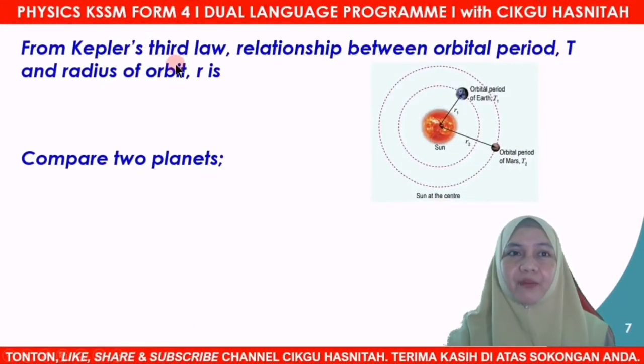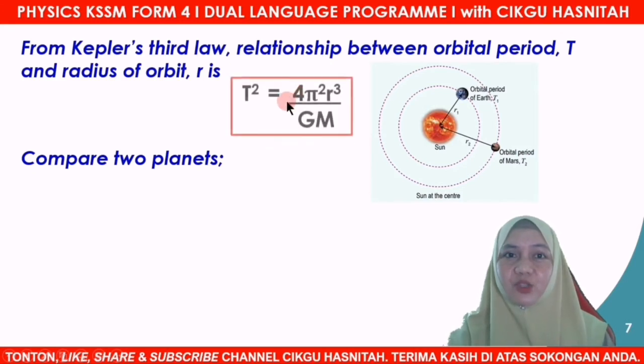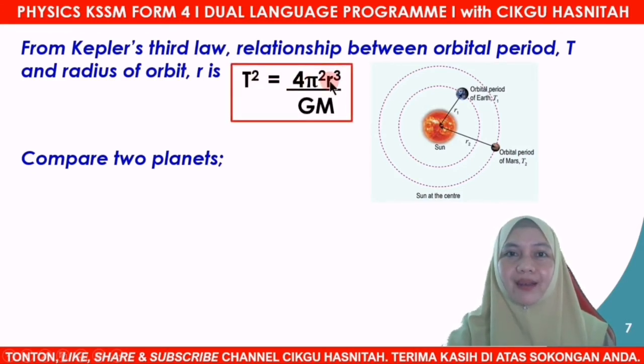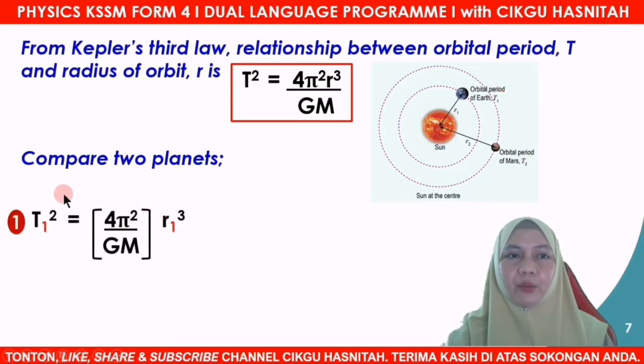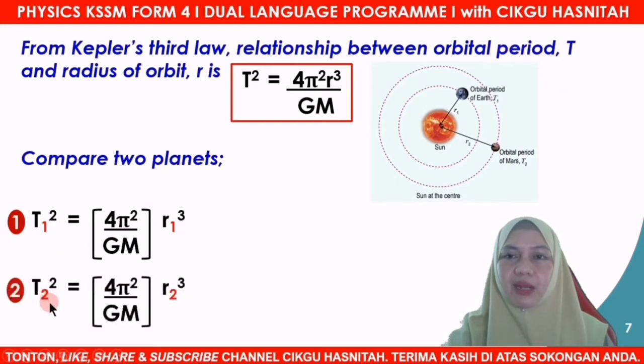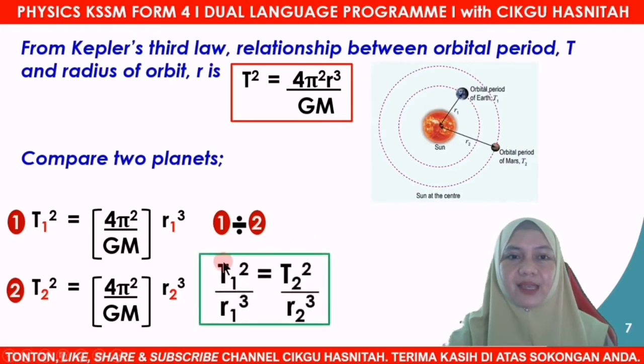Okay, so previously from Kepler's third law, we have understood that the relationship between the orbital period and the radius of the orbits is expressed in this way. T squared equals 4 pi squared r cubed divide GM. And when you are comparing two planets as shown in this diagram, where we have Earth and Mars both orbiting the Sun at their respective orbital radius r1 and r2 and their respective orbital period of T1 and T2. So this is the formula which represents Earth, and this is the second formula which represents Mars. Since 4 pi squared divide GM is a constant, later we can cancel them off. So when we divide the first formula by the second formula, this is what we are going to get.